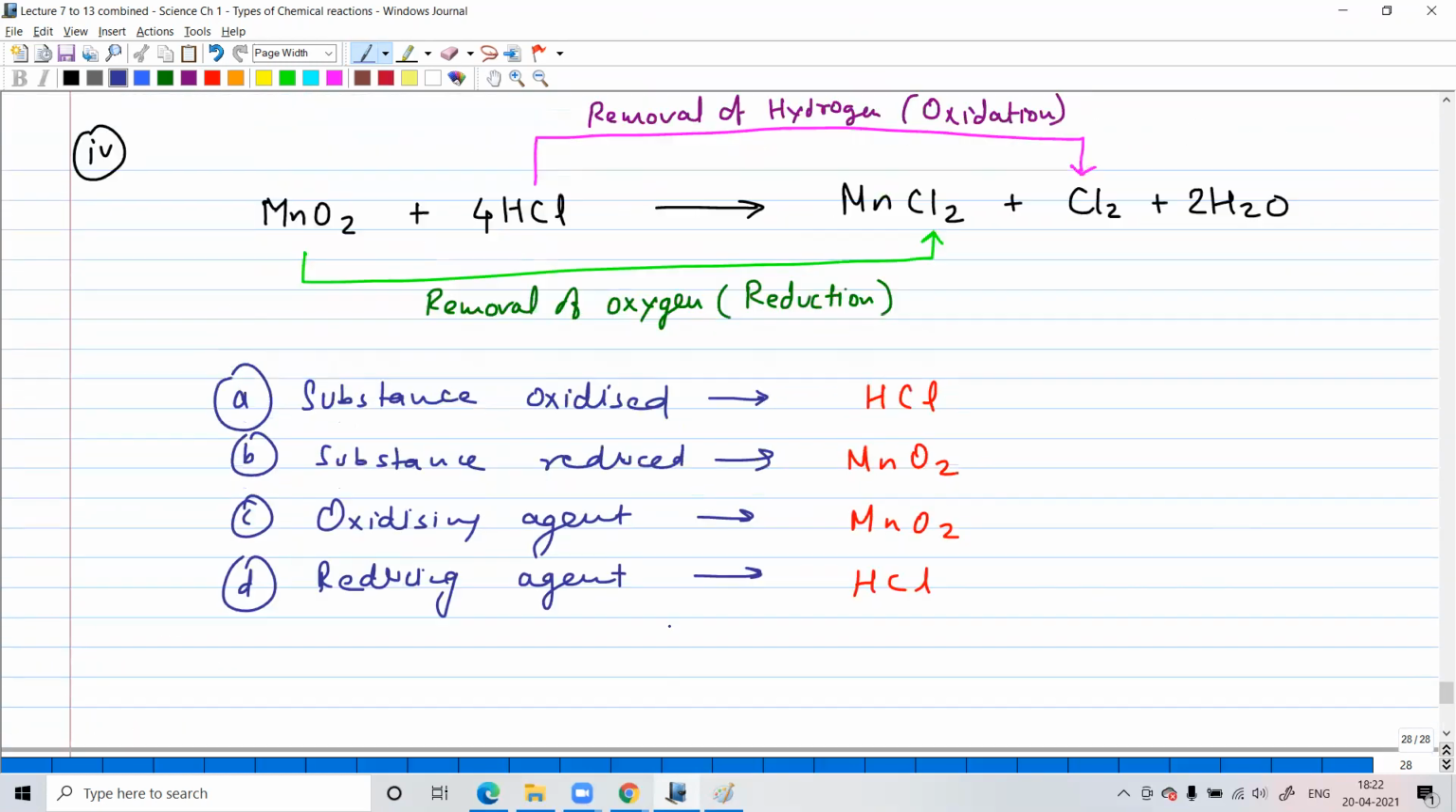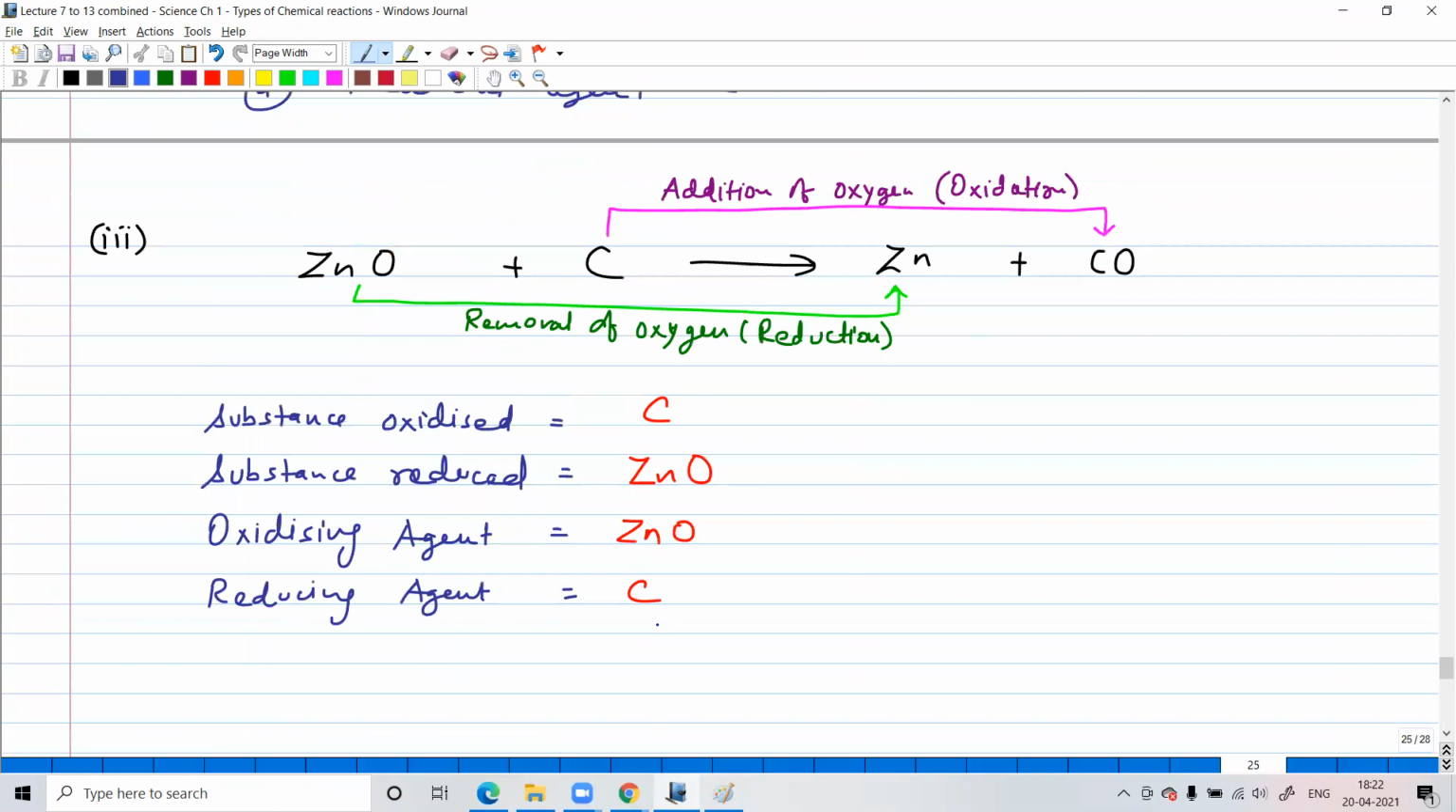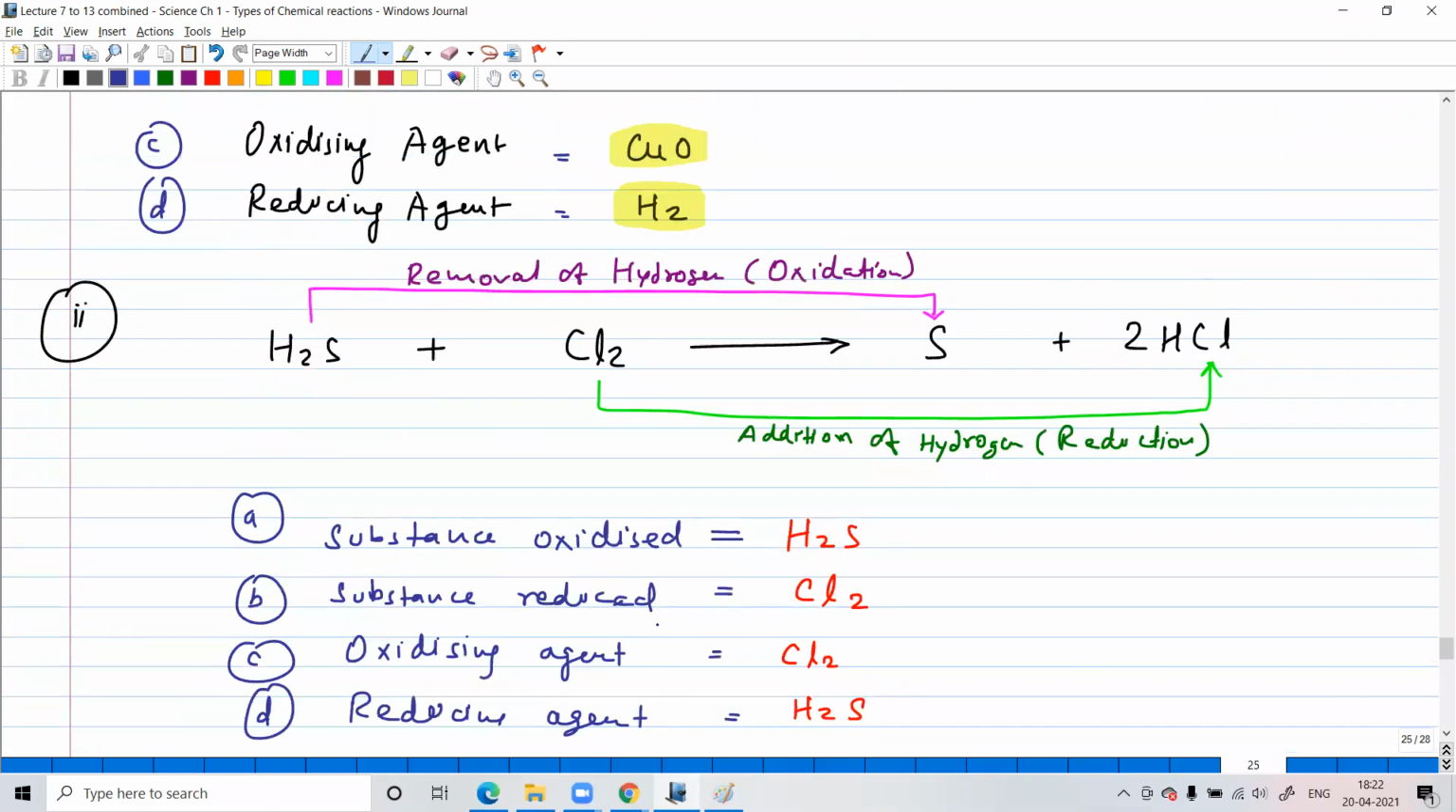Like in this example, let's see the one which we had taken. For oxidation, what happened? Hydrogen got removed over here. So which is the oxidizing agent? It's the chlorine. So hydrogen got removed because of chlorine. Chlorine took this hydrogen from here. This chlorine becomes the oxidizing agent.